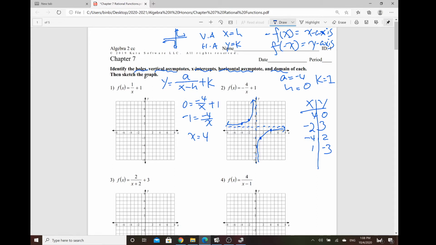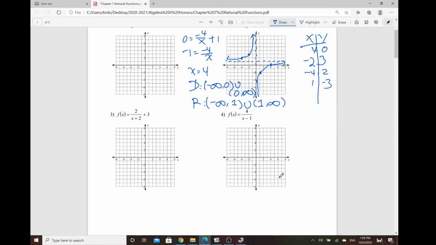So we found the VA and HA. Well, there's no hole. We'll talk about the hole in the next couple of problems. And then the x-intercept, we found it, and we also sketched the graph already. So now let's find the domain and the range. The domain for this one is negative infinity to 0, union 0 to infinity. And the range here is negative infinity to 1, union 1 to infinity.